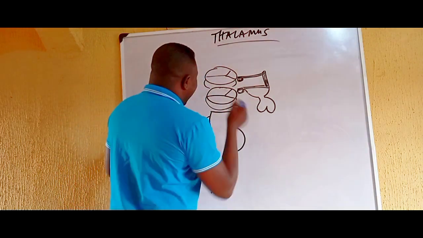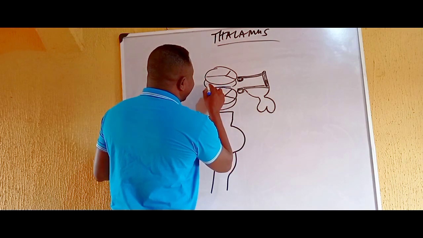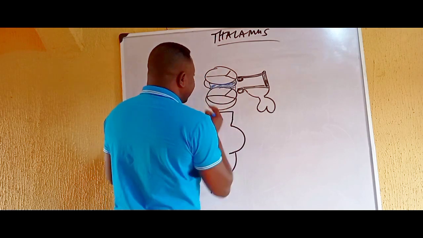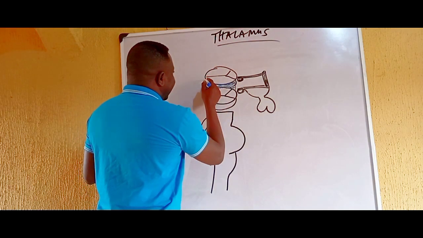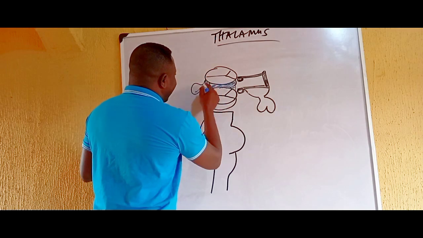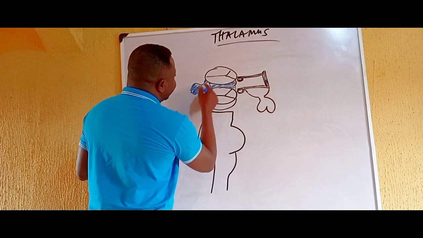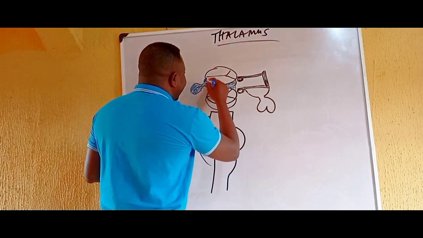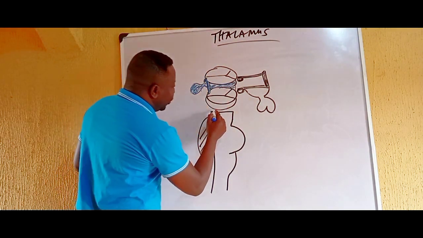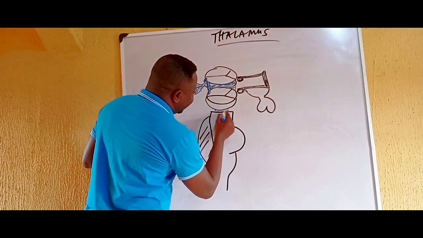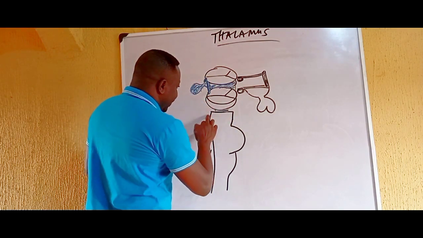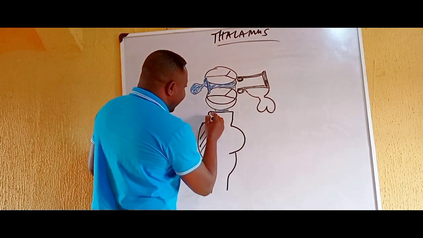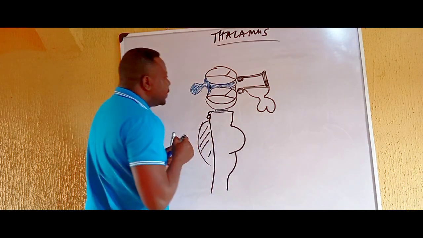And then, of course, we have the third ventricle. Then we have the pineal body, or the pineal gland. We have the habenula nuclei and the habenula commissure. And then we have the subthalamus. And then we have the superior colliculus and the inferior colliculus here.